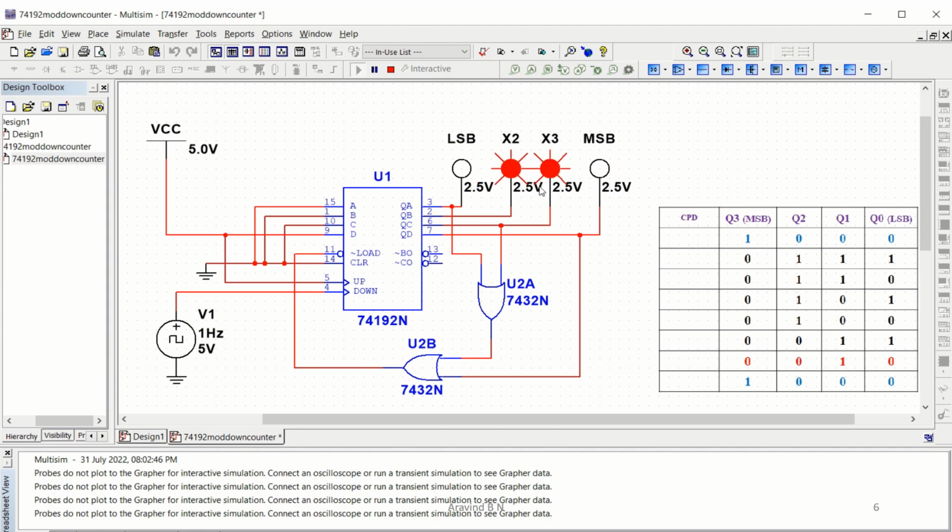8, then 7, 6, 5, 3, right? So I'm not getting the value 2, as you can observe over here. After 3, it will be shifting to 8. 3, then shifted to 8. Right? So this was the truth table. So now, as per the truth table, it is working fine.